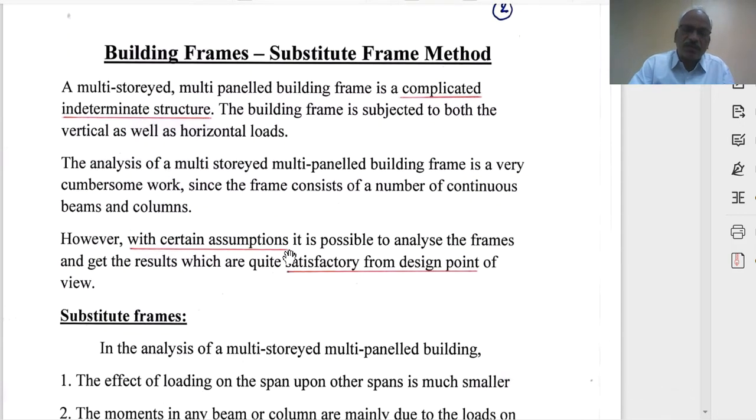Now introduction. Building frames by substitute frame method. We know a multi-storied, multi-paneled building is a complicated, indeterminate structure. The building frame is subjected to both vertical loads and horizontal loads, as we have discussed just now. The analysis of a multi-story building is a very complex and cumbersome work, very difficult work, because the frame consists of number of continuous beams and columns.